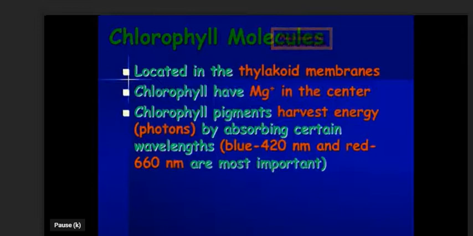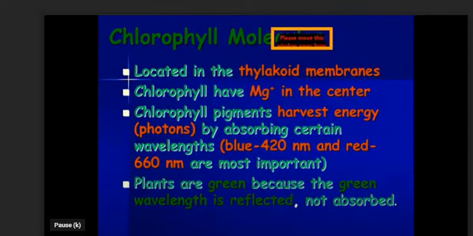Then chlorophyll pigments harvest energy in the form of photons by absorbing certain wavelengths of light in the range between 420 and 660 nanometers. And they are particularly important for the process of photosynthesis. The second thing is the color of the plants: they are green, because the green wavelength is reflected. Whatever the color of the light, after absorption by the plant, they reflect this green light, and because of that reflection, the plant appears green.